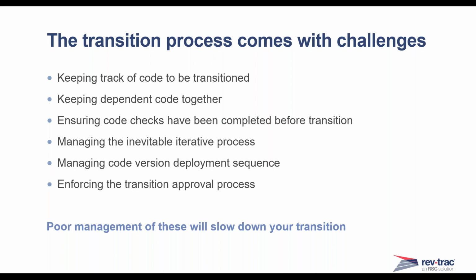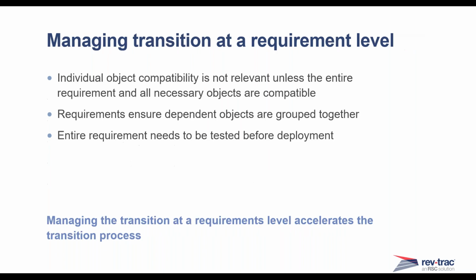So we talk about managing change slightly differently in the scenario in that we'll manage change at a requirement level, so a much higher level, not so much the granular level. Yes, all the granular work needs to be done. That's true, you can't avoid that, but how we manage that and how we keep it together is a different matter. So individual object compatibility, as I mentioned earlier, is not really relevant unless the entire requirement and all the necessary objects are compatible together.